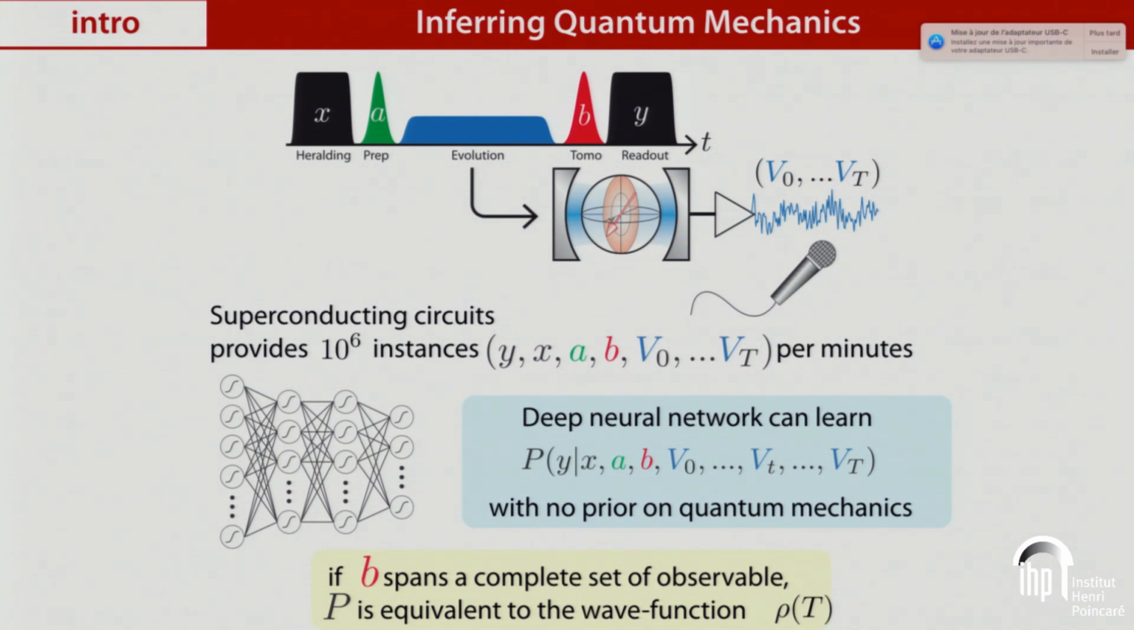And something nice is that in the end, if you have enough knobs on the tomography side, so if B span a complete set of observables, then knowing this probability distribution is equivalent to knowing the state of your system. Okay, and so this is what we are going to do.